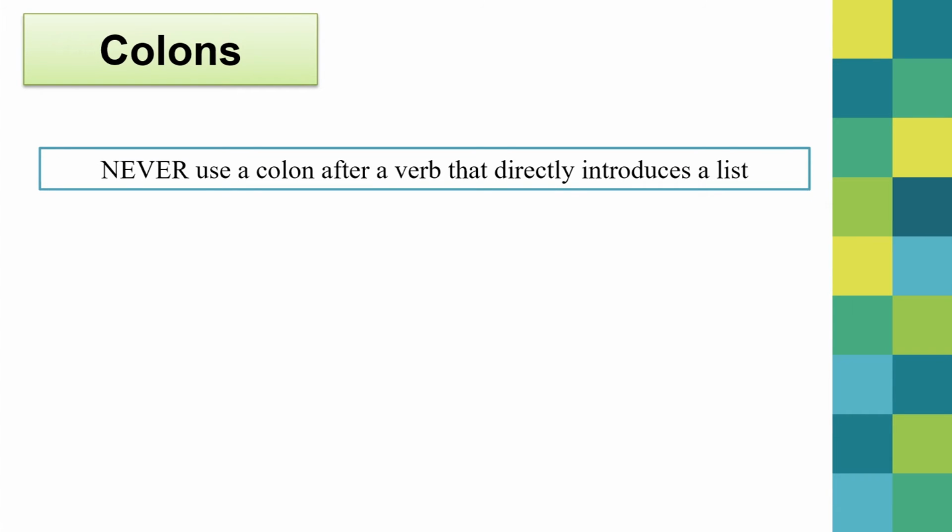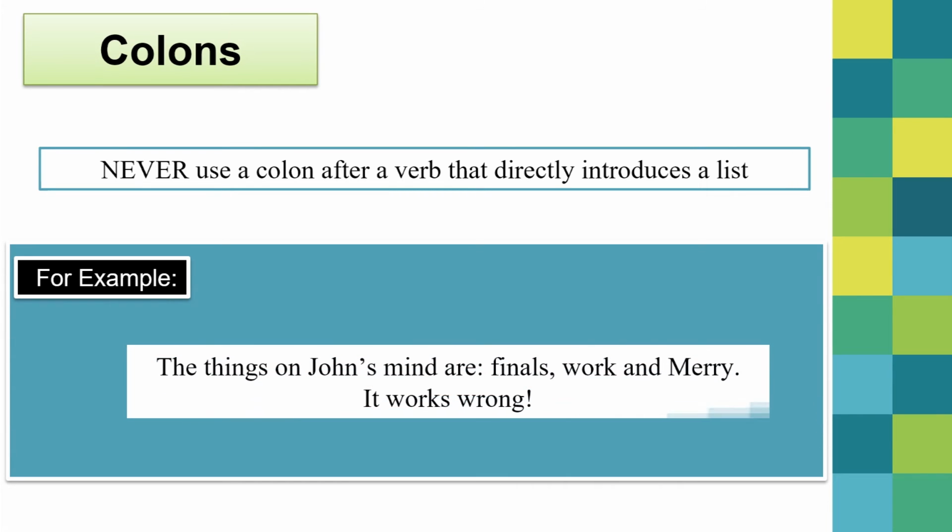Remember one thing, never use a colon after a verb that directly introduces a list. For example, the things on John's mind are: finals, work, and Mary. It is wrong because we have put the colon after are.